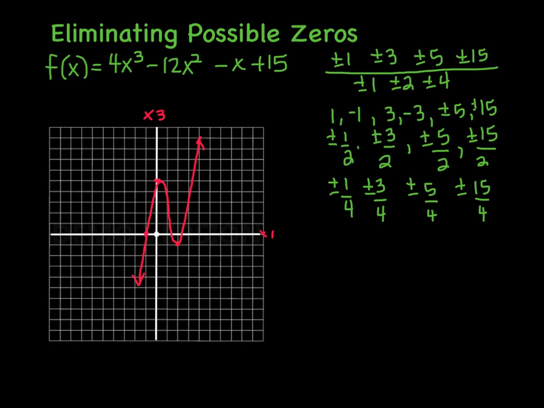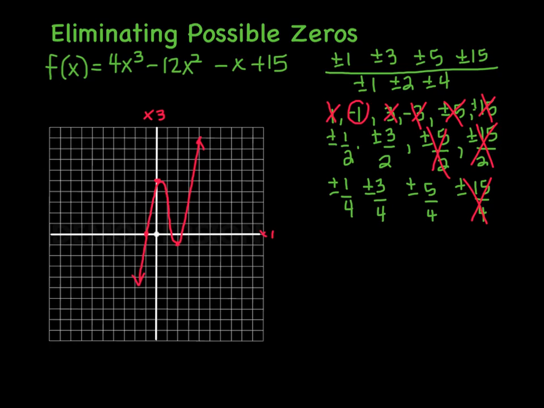Okay, well, some of these we can eliminate. I know I can eliminate anything that is bigger than 3. So 15 over 2 I can eliminate, 15 over 4 I can eliminate, bigger than 2, or less than -1. So I can eliminate all of those. I can eliminate -3. I can eliminate +1. I can eliminate +3. See how I can just eliminate by looking at the graph?